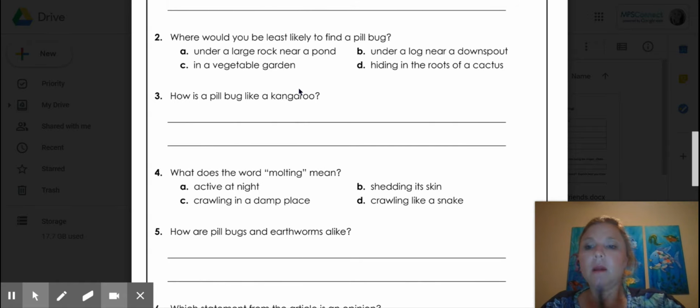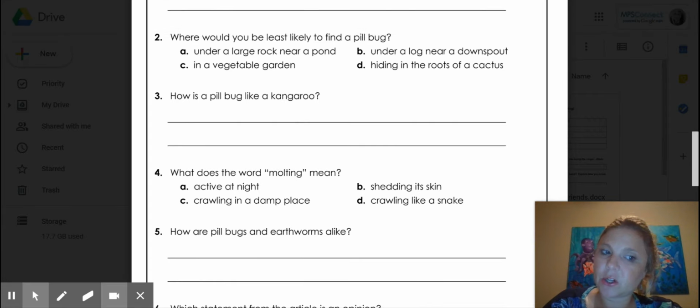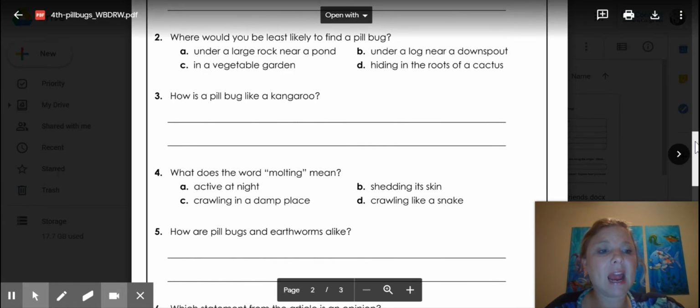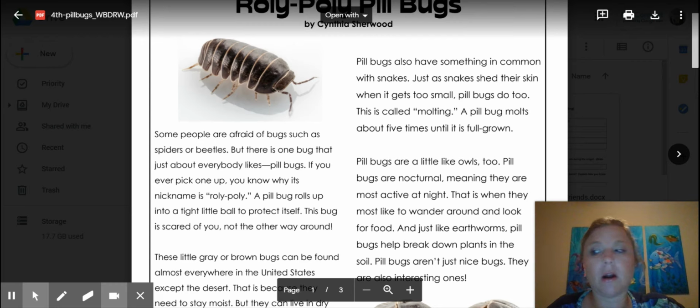Okay. Number 4, what does the word molting mean? Oh, I remember circling this. I remember molting meaning taking off the skin. It was comparing to a snake. I remember that. And I actually remember exactly where in the paragraph it was. It was in this one up here, which then was paragraph 4.